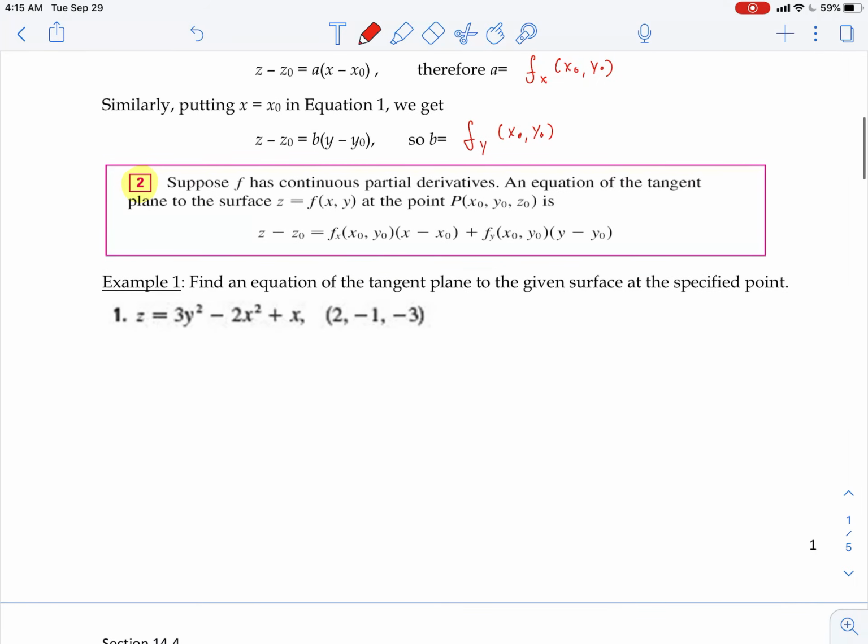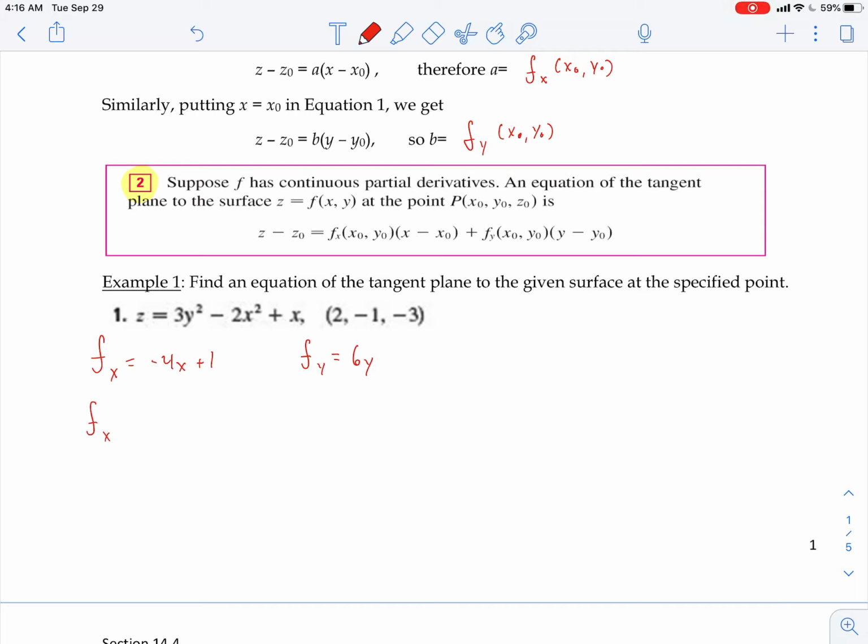And so what I'll need first is the partial derivatives. I'm going to take the partial derivative with respect to x and then with respect to y. So let's do the first one with respect to x. When I take the derivative, 3y squared just goes away. Minus 2x squared is going to be -4x plus 1. So there's our partial derivative with respect to x. Our partial derivative with respect to y is going to be 6y, and that's it. So nothing too difficult there.